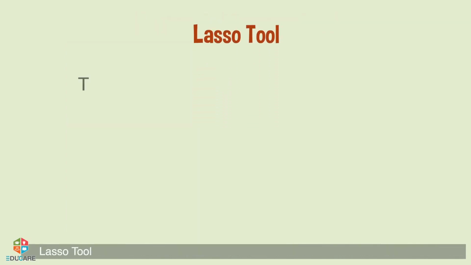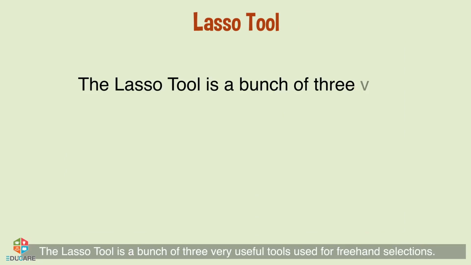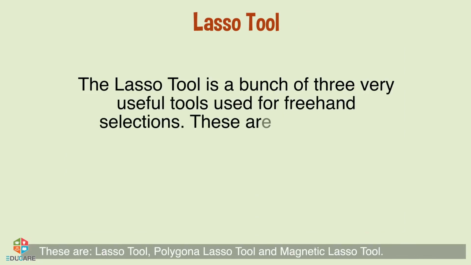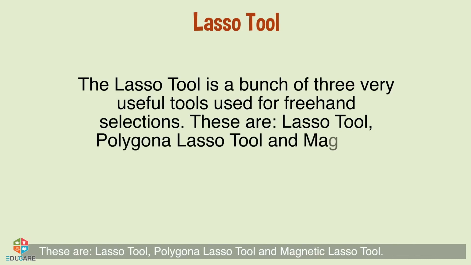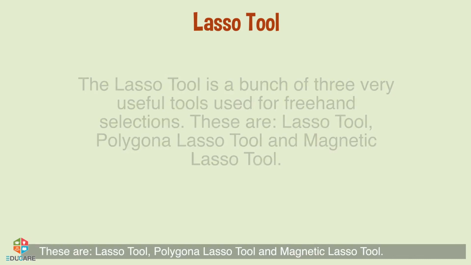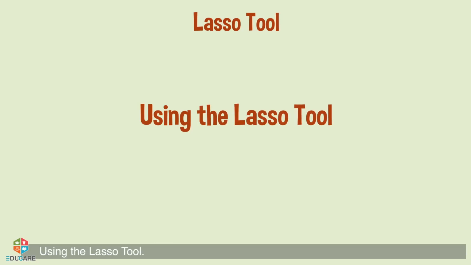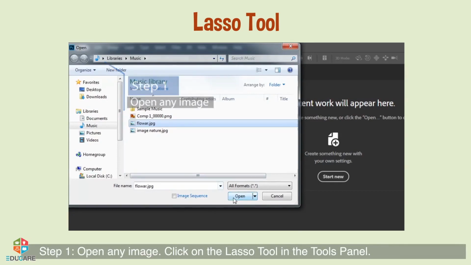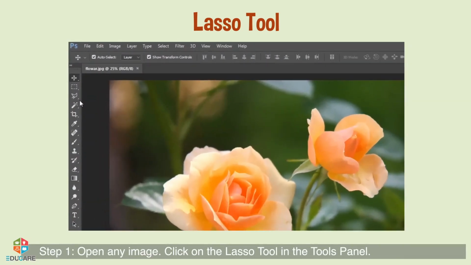Lasso tool. The lasso tool is a bunch of 3 very useful tools used for freehand selections. These are lasso tool, polygonal lasso tool, and magnetic lasso tool. Using the lasso tool. Step 1. Open any image. Click on the lasso tool in the Tools panel.